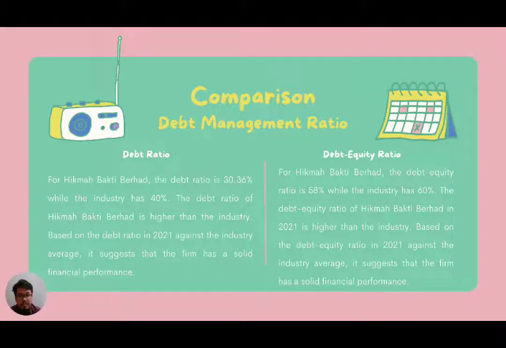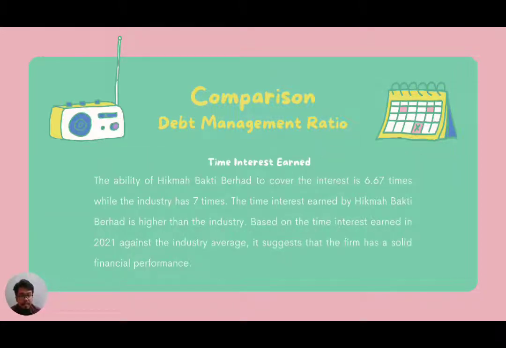Now we're going to talk about debt equity ratio. For Hikmah Bati Berhad, the debt equity ratio is 58%, while the industry has 60%. The debt equity ratio of Hikmah Bati Berhad in 2021 is lower than the industry. Based on the debt equity ratio in 2021 against the industry average, it suggests that the firm has a solid financial performance. And lastly, I'm going to talk about times interest earned.